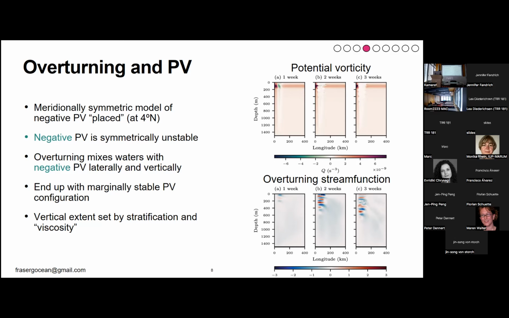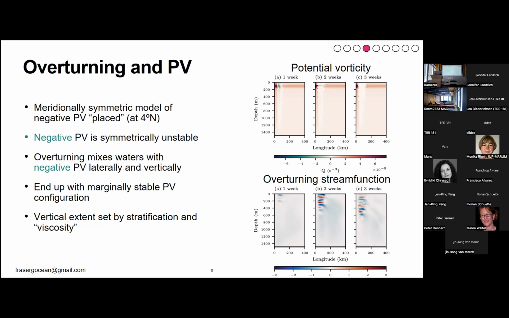And we also see that we generate these overturning cells. So this is the overturning stream function. And you can see we've got these stacked cells which are counter-propagating. And what these cells do is they mix laterally and vertically the negative PV with the positive PV. And that's what means that we end up with PV of 0 after 3 weeks.